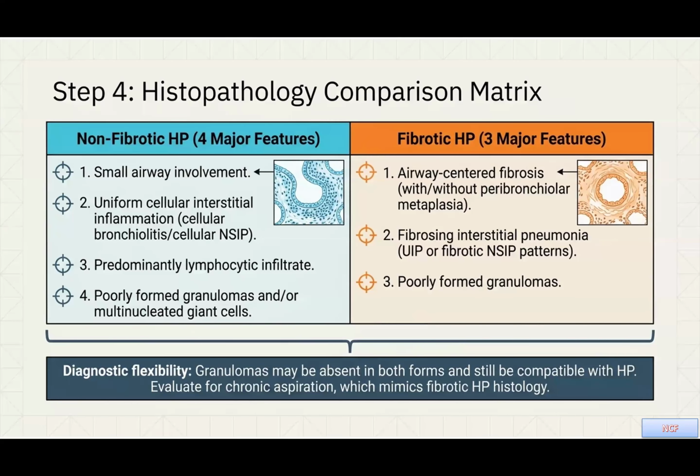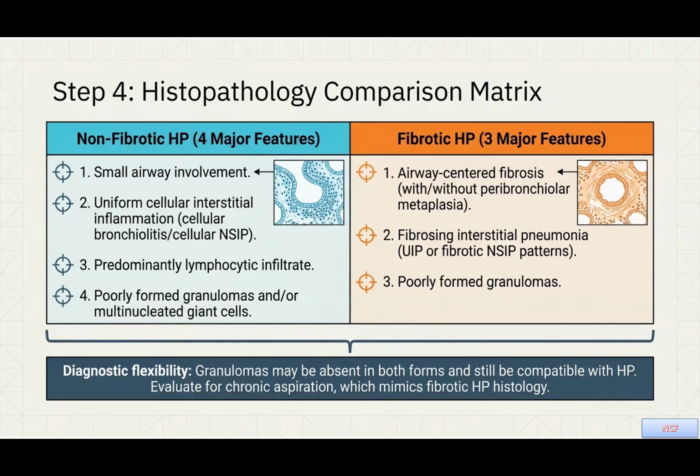Now coming to the histopathological comparison. BAL is most useful when there is a mismatch, as we have talked about. Now we talk about the histopathology comparison matrix. Pathologically, we distinguish between non-fibrotic and fibrotic patterns. In non-fibrotic HP, there are four major features. Typically, small airway involvement, uniform cellular interstitial inflammation, cellular bronchiolitis or cellular NSIP, predominantly lymphocytic infiltrate, and poorly formed granulomas and or multinucleated giant cells.